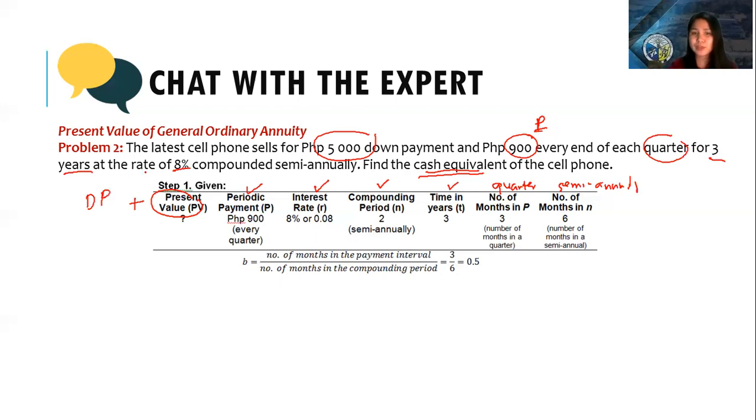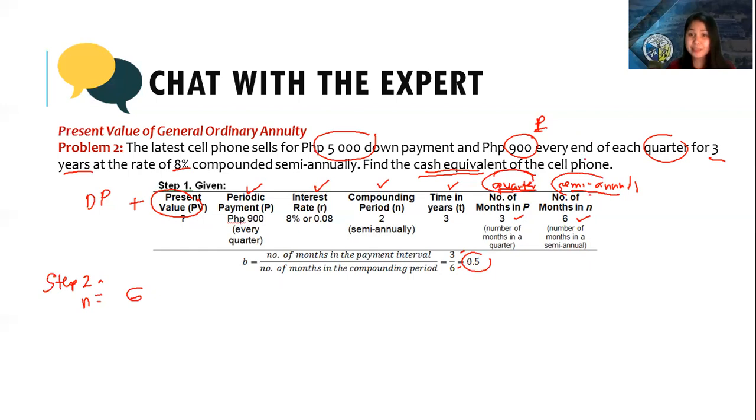So let's first solve for B. How many months are there in a quarter? That's 3. How many months are there semi-annually? That's 6. So let's go to step number 2. By the way, our B is 3 over 6. That's 0.5. For step number 2, the compounding is semi-annually, while the payment is quarterly. So it's a general annuity.